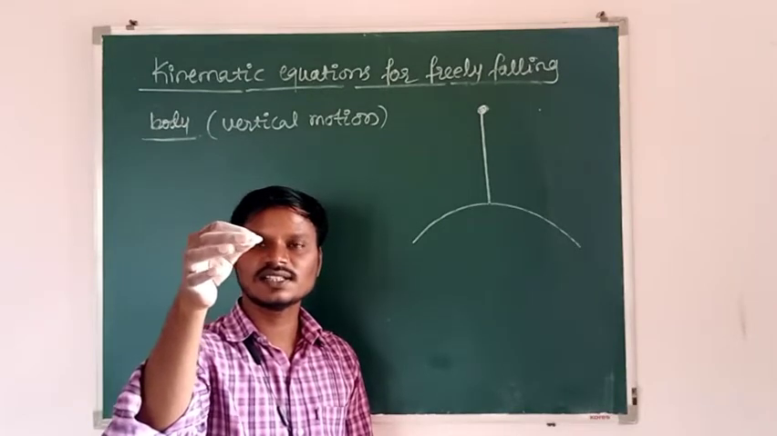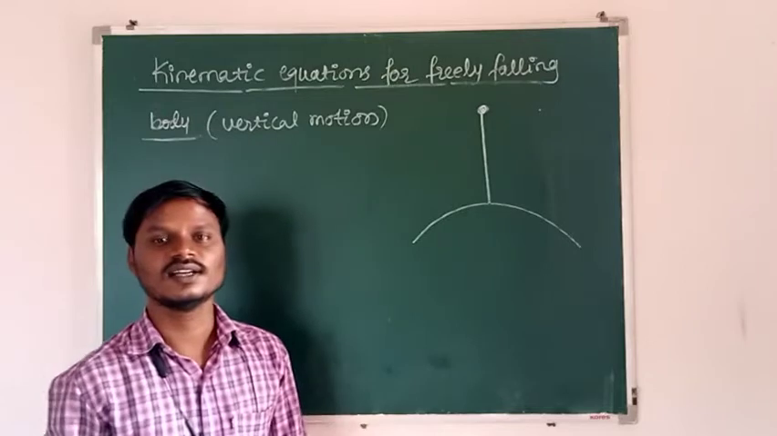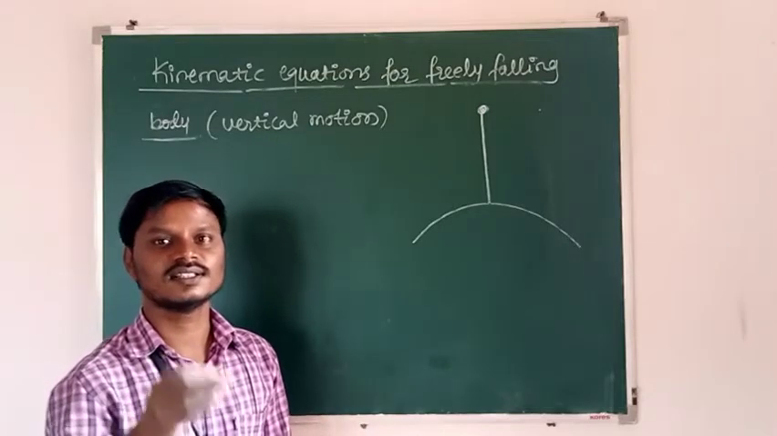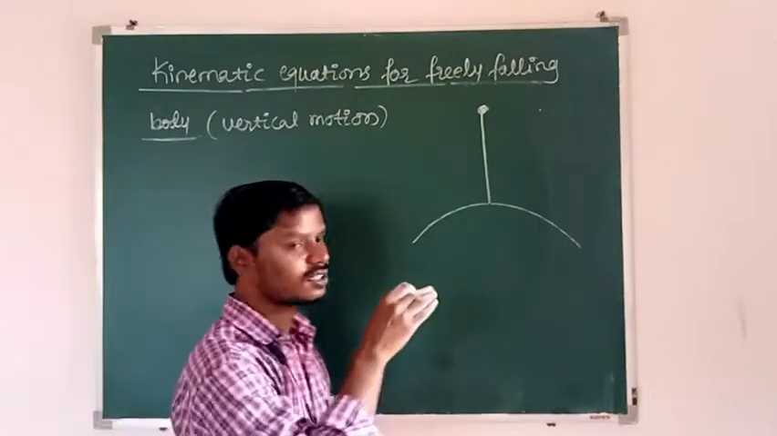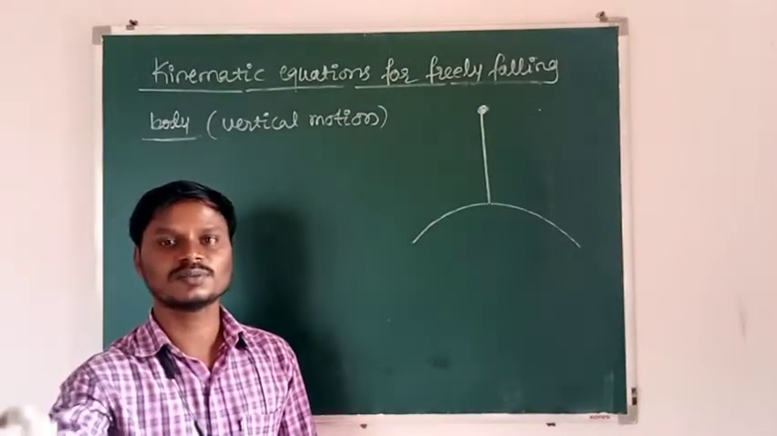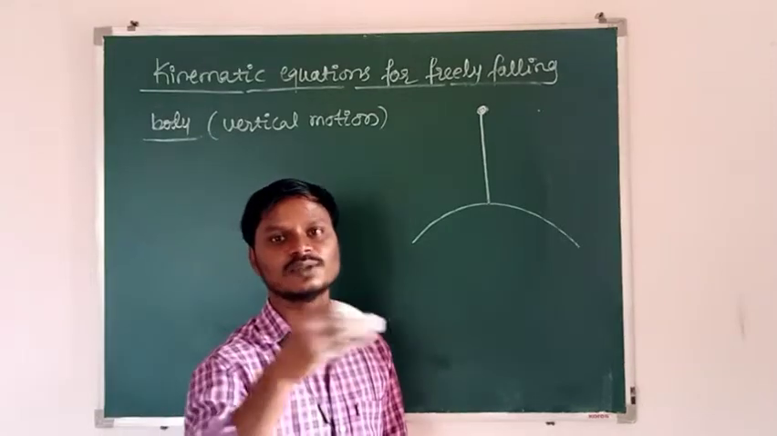Then I will release this chalk and it falls down with increasing velocity. As the velocity increases, the acceleration can be taken as positive. Then that acceleration is equal to the acceleration produced in the body due to the Earth's gravitational force. That is, A = g.